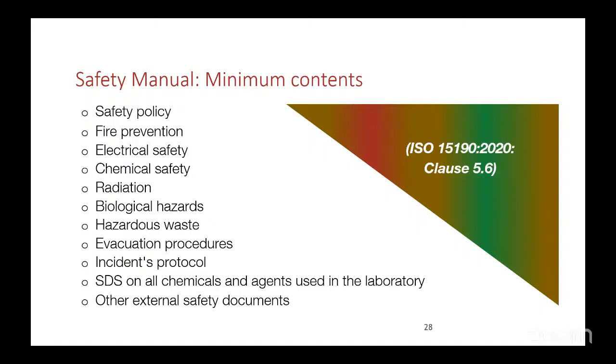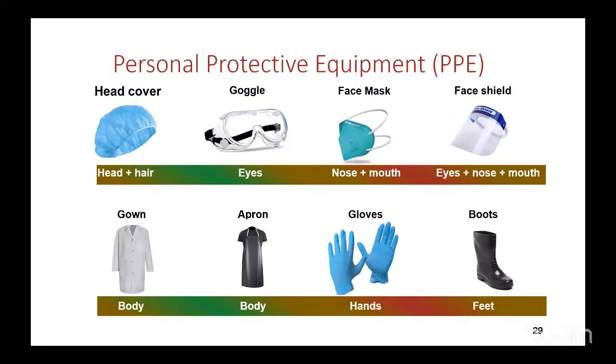Evacuation procedures, incident protocols, SDS on all materials, safety data sheets. We call it safety data sheet for all chemicals and agents used in the lab. You must have the other external safety documents, maybe from your state, your country, safety procedures, maybe WHO, all these forms under other safety documents. So your personal protective equipment, PPE: head covers, goggles, face masks, face shield, gowns, aprons, gloves, boots.